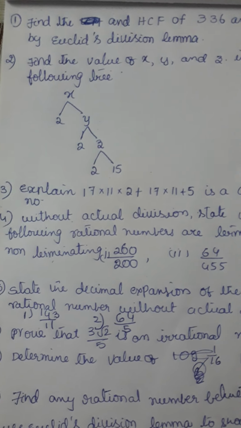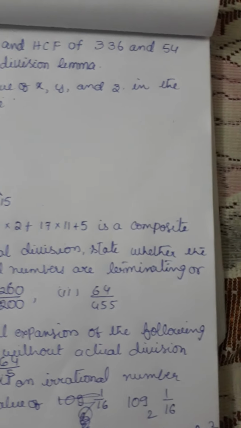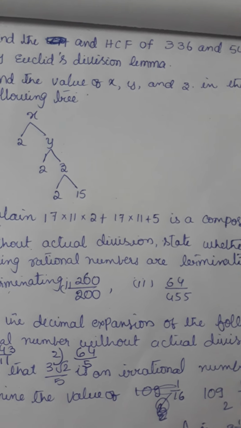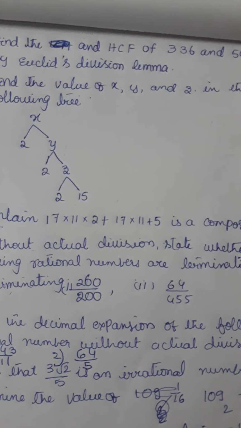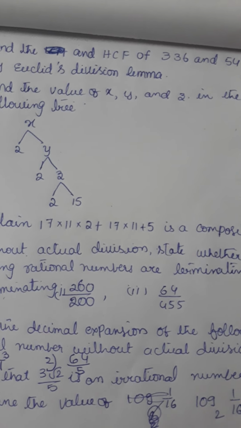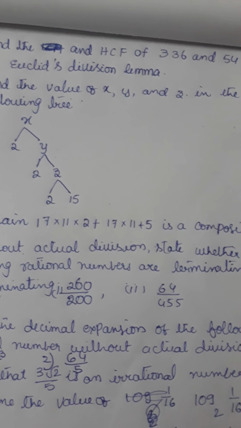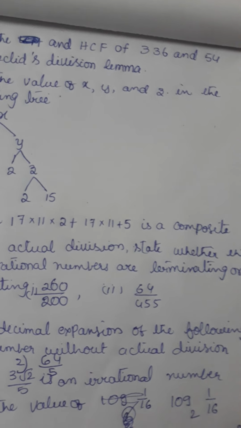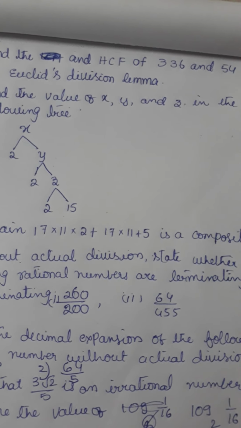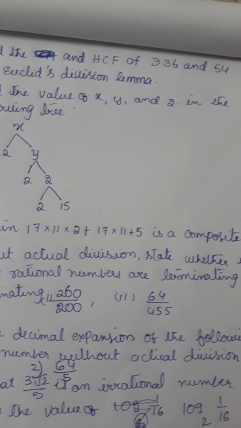The third question, explain why 17 into 11 into 2 plus 17 into 11 into 5 is a composite number. So first you see that 17 into 11 into 2 is there, plus 17 into 11 into 5. Take 17 into 11 common from both. Then you are going to get 17 into 11, open the bracket, 2 plus 5. Now 2 plus 5 will be equal to 7. So here it becomes 17 into 11 into 7. All the three are prime numbers.